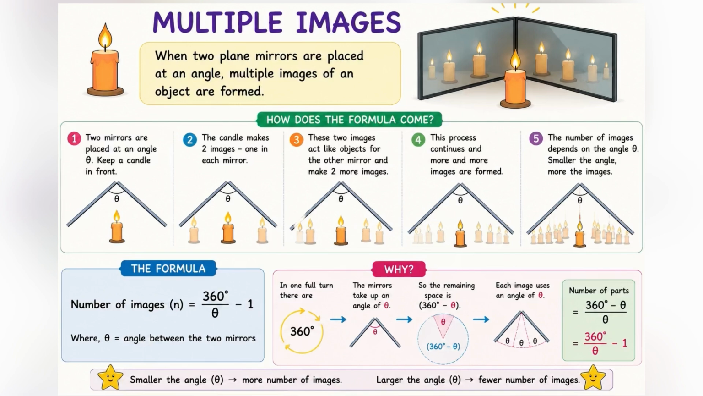And also one important thing to remember is that the number of images depends on the angle between the mirrors. The smaller the angle between the mirrors, the more images are formed, and as the angle increases, the number of images decreases.